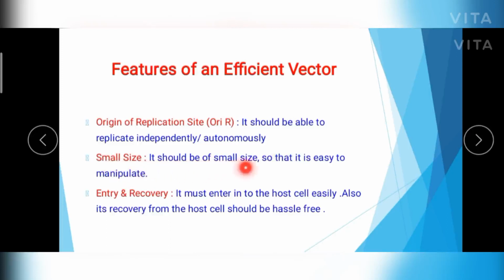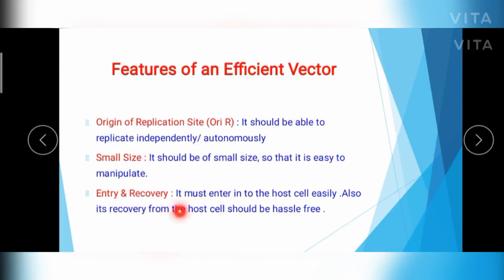The second thing is small size. The vector should be of small size so that it is very easy to manipulate, because here you are changing the genome of the organism, and also you are inserting the genes in the vector molecule. If it is of small size, then it is easy to manipulate that particular vector.